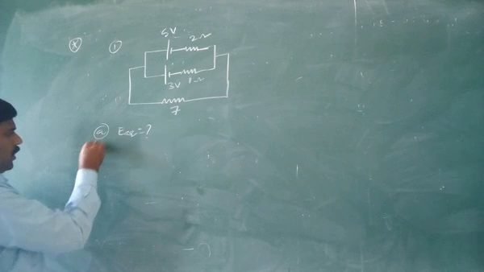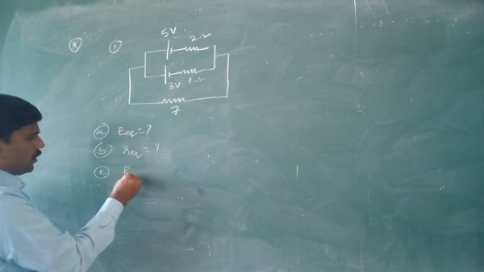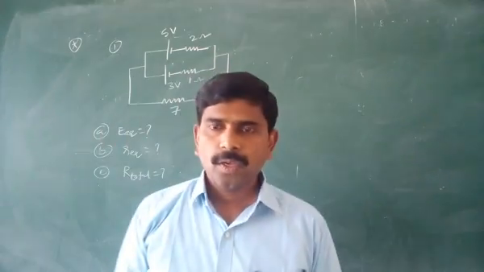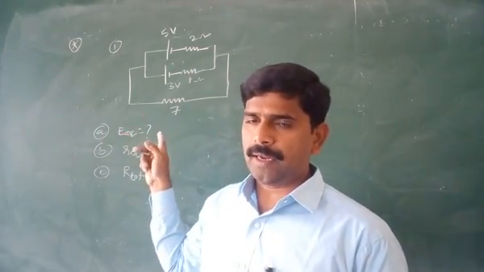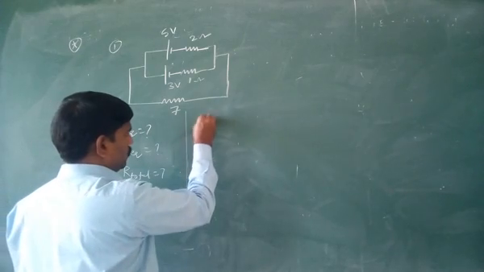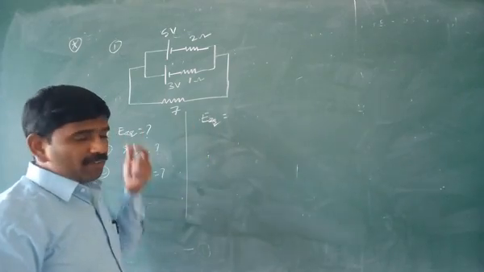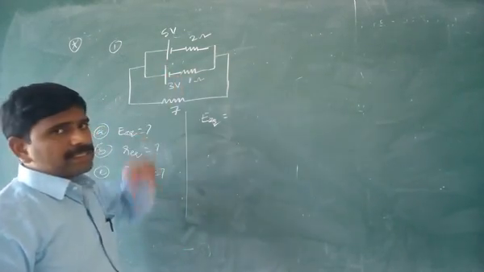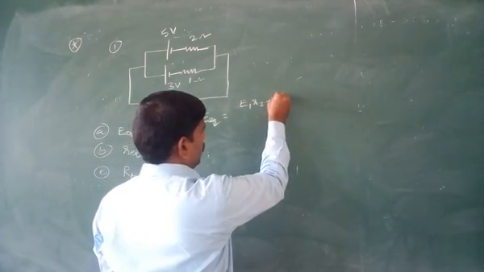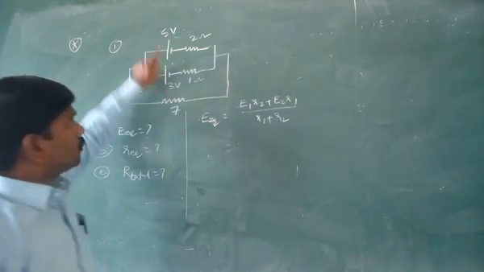Second, R equivalent is equal to how much? Third, R total is equal to how much? So when two cells are connected in a parallel combination, first, E equivalent is the equivalent EMF. E equivalent means the effective EMF when two cells are connected in parallel combination. So we know that E equivalent is (E1 R2 plus E2 R1) by (R1 plus R2).